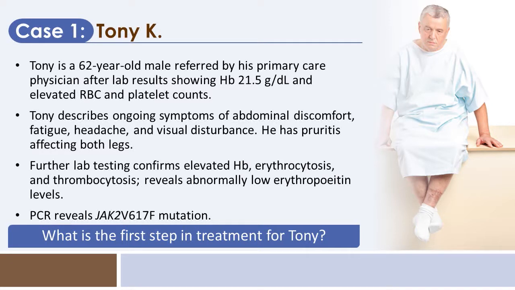Additional laboratory testing confirms clearly the erythrocytosis and thrombocytosis, but also a subnormal serum erythropoietin level. Remember, that is a helpful minor criterion of the WHO diagnostic criteria. By PCR, he is confirmed to have the JAK2 V617F mutation. So what is the first step in treatment for Tony, now that we can diagnose based on the WHO criteria?